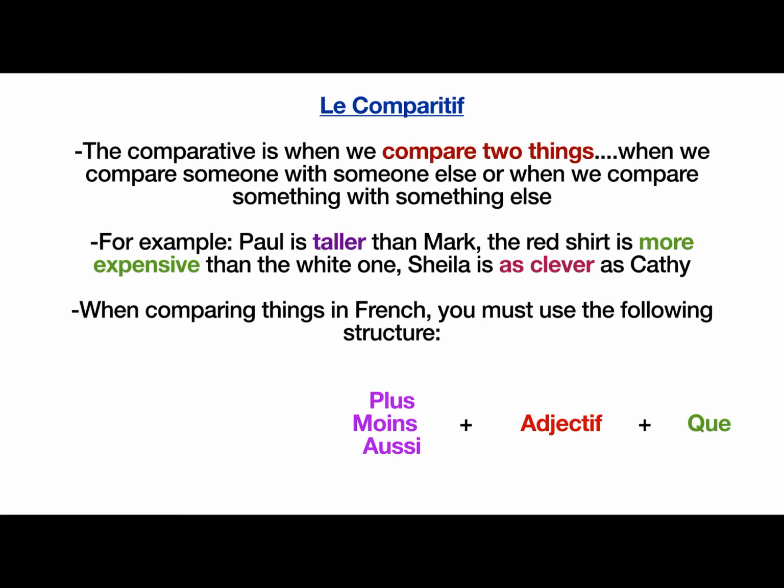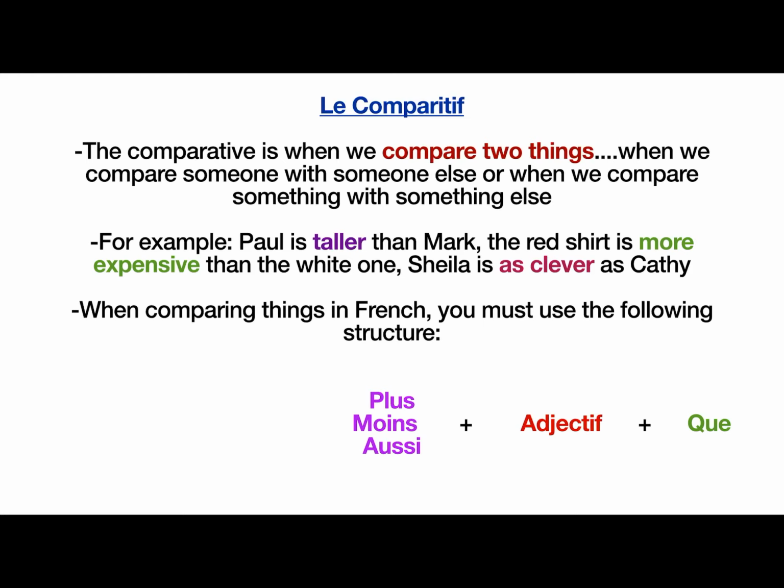Okay, so for example, Paul is taller than Mark. The red shirt is more expensive than the white one. So taller is a comparative. More expensive is a comparative. So Paul, we're comparing him to Mark. He's taller. That's a comparative. The red shirt is more expensive than the white one. So we're comparing the red shirt to the white one and we're using the comparative and we're saying it's more expensive. Sheila is as clever as Kathy. So they're both as clever as each other. We're just comparing one to the other.